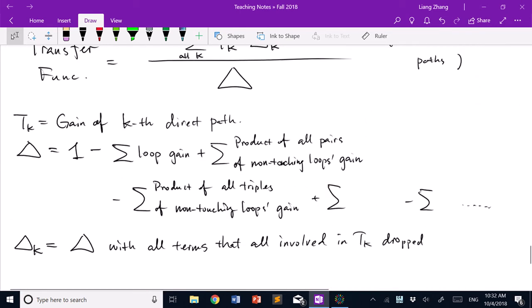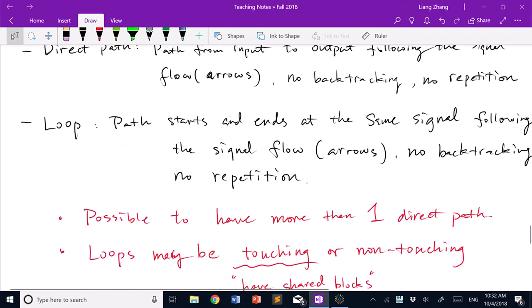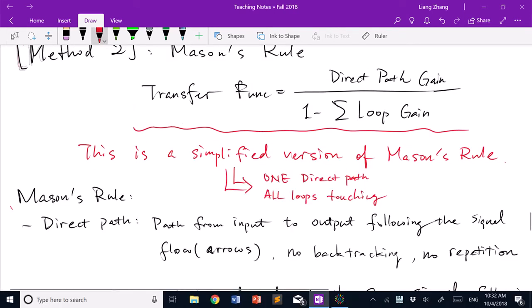So if we look at delta, the loop gain calculation here will have these G's involved. This product will have that involved, all the triple products or pairs in this case will have all the G's involved in this particular case. And if that's the case, we have to drop all of them from delta. If we drop all of them from delta, the only term that is left is this number 1. So that's the third special condition. So that's the first three: the first, one direct path, 2, all loops are touching, and 3, all loops touch the direct path.